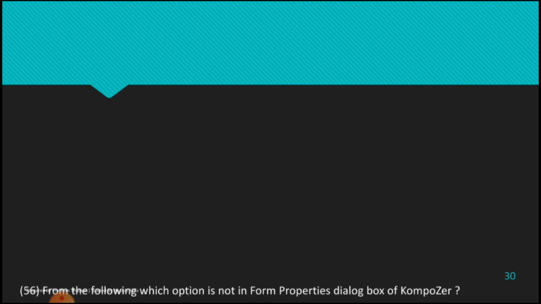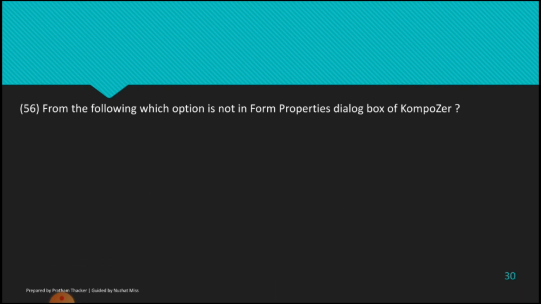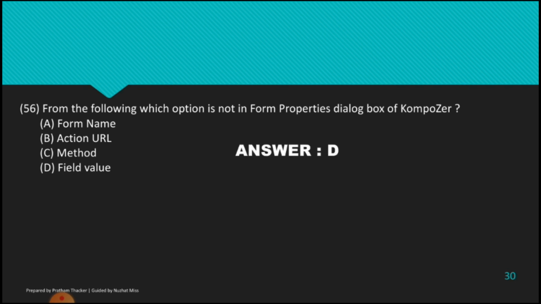Question number 56. From the following, which option is not in form properties dialog box of Composer? Option A form name, option B action URL, option C method, option D field value. Answer is option D field value.